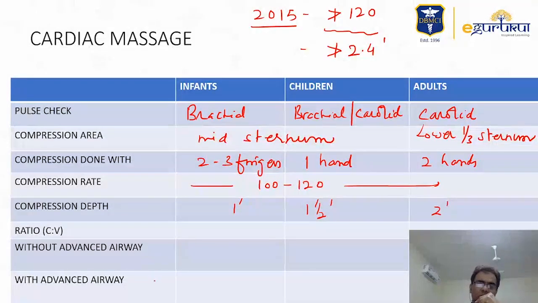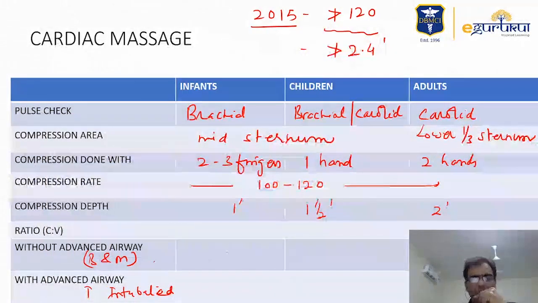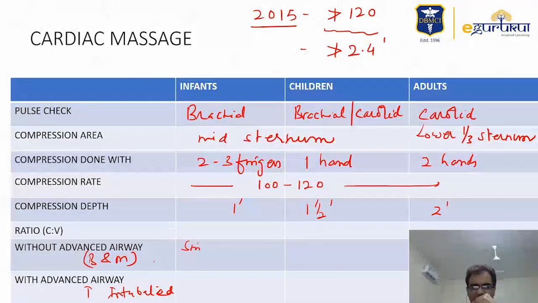Now, the ratio of compression to breathing. The ratio of compression to breathing depends on whether you are doing CPR with an advanced airway or without an advanced airway. Without an advanced airway means you are ventilating with bag and mask. With an advanced airway means you have already intubated the patient. So, without an advanced airway, if you are a single rescuer, then the ratio should be 30:2 for all ages.